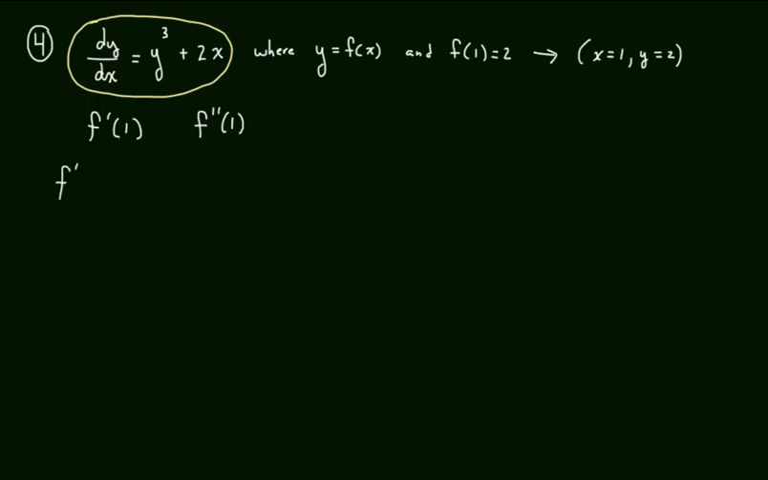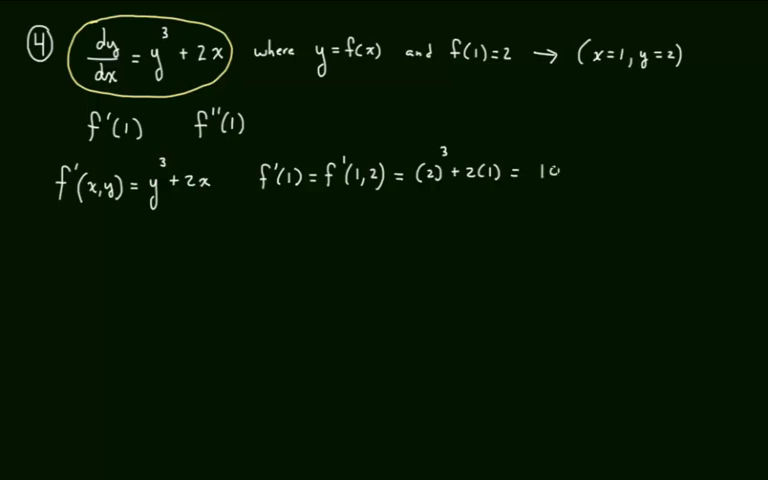I'm going to change the notation here for a minute and call this f prime of x, y equal to y cubed plus 2x. See, the slope depends on the x and the y. So now if I want to find f prime at 1, that's the same thing as finding f prime at 1 and the corresponding y, which is 2. So I need to plug 2 in for y and 1 in for x, and that tells me that f prime at 1 is equal to 10.